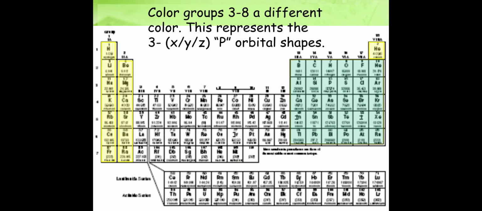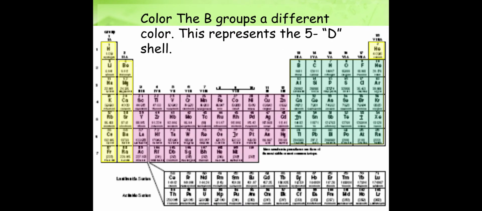They represent the S block or the S orbital. The P block, you could paint green. There are 3 types of P orbitals: the X, the Y, and the Z. But for the S, there's just one type. For the D, we have 5 different types of D orbitals. Again, these are numbers you need to pay attention to.